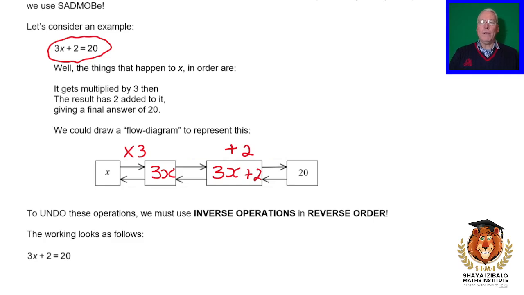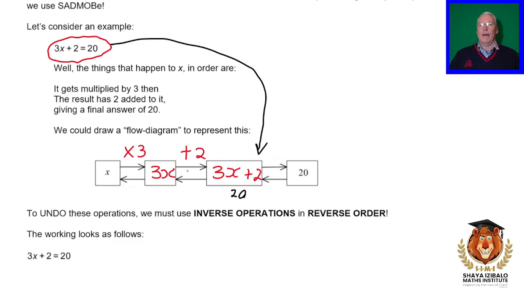I wanted to write the add 2 here, as the operation to get from 3x to 3x plus 2. Now, when we solve an equation, we're actually going to go backwards. So we've got 20 here. 3x plus 2 is the same as 20; that's what the equation is saying. Now, we're going to go backwards. What's the undoing of adding 2? It's subtracting 2.